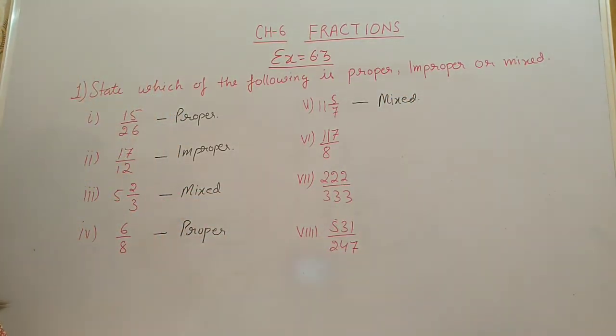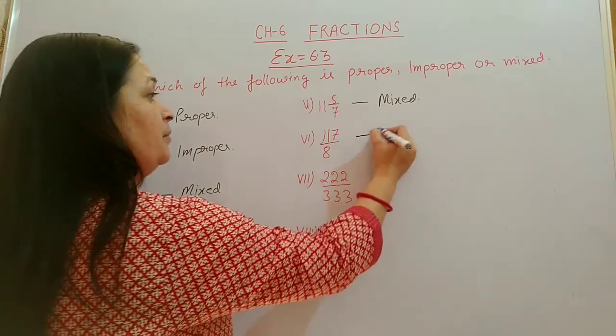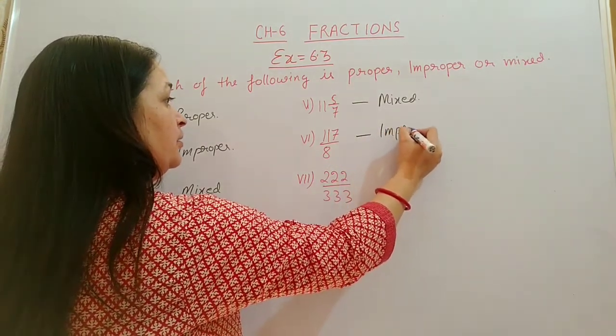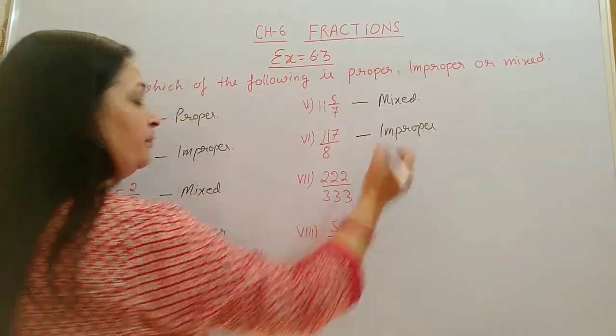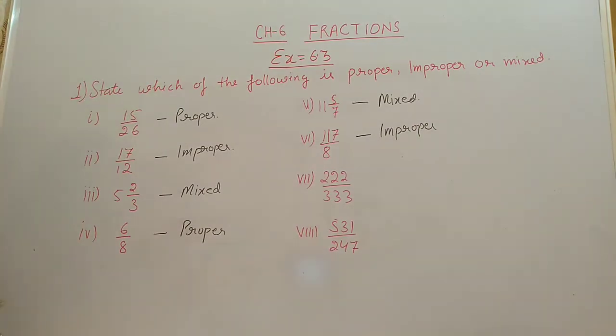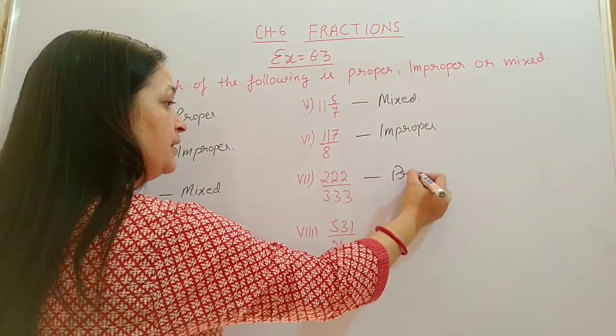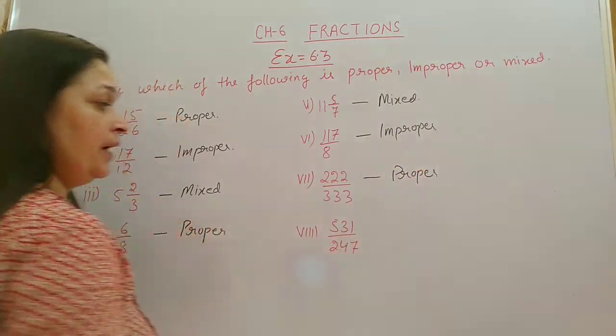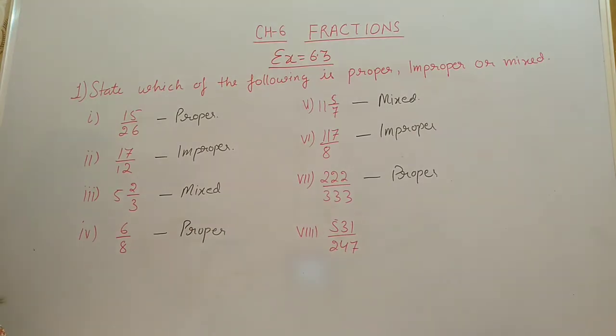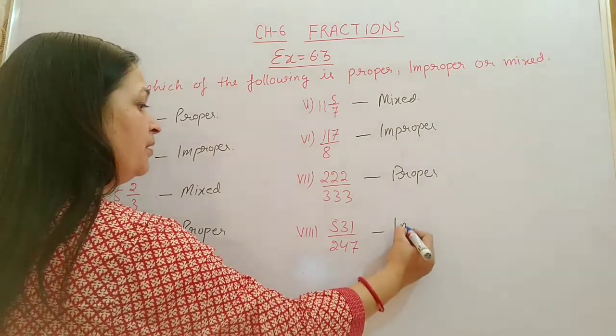Sixth one, 117 by 8. The numerator is greater than the denominator. It means it is an improper fraction. Seventh one, 222 by 333. The numerator is smaller than the denominator. It means it is a proper fraction. And the last one, 531 by 247. The numerator is greater than the denominator. It means it is an improper fraction.